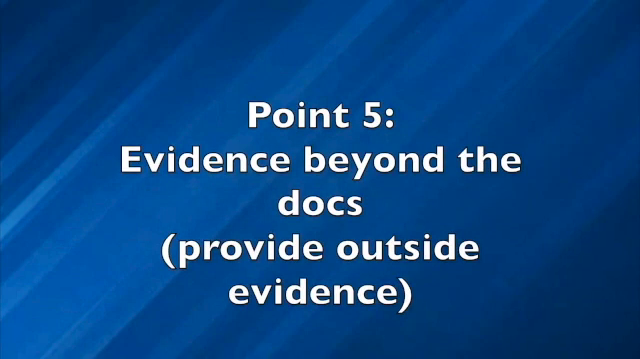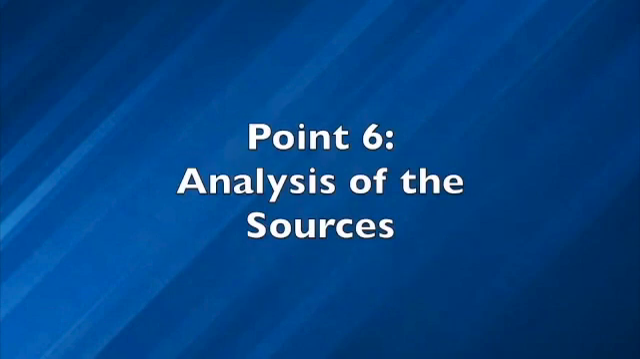Point 5, evidence beyond the documents. Use at least 1 additional piece of specific historical evidence beyond the evidence found in the documents that is relevant to your argument. So this would be using an outside source that is not included in the documents. Point 6, analysis of the sources. For at least 3 documents, one must explain how or why the document's point of view, purpose, historical situation, or audience is relevant to your argument.